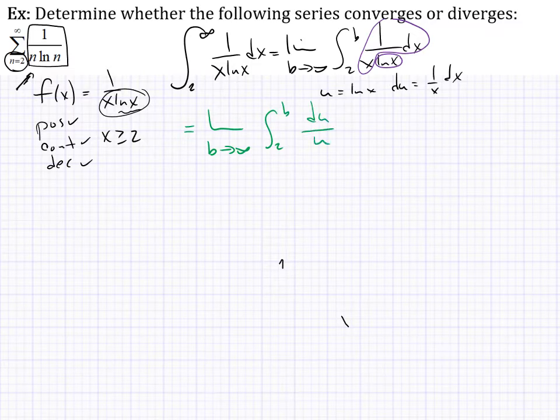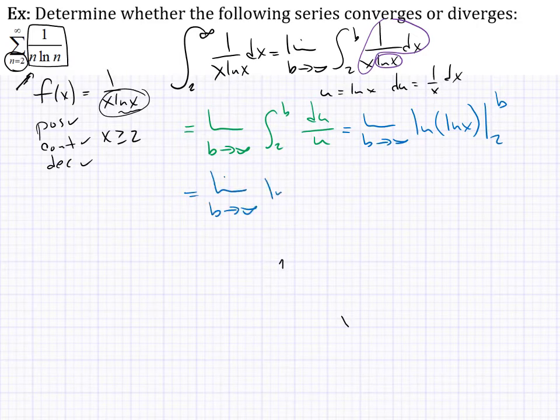So it's going to be a logarithm integral. So we have the limit as b goes to infinity of the log of u. u was the log of x, so we get the log of x between 2 and b. So now we're going to plug in b and plug in 2, so we have the limit as b goes to infinity of the log of b minus the log of 2. And this is just a constant. It doesn't have any b's in it, so log of 2. You can't do anything better, just leave it.